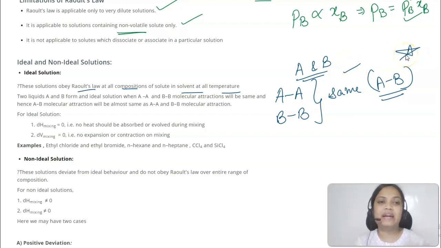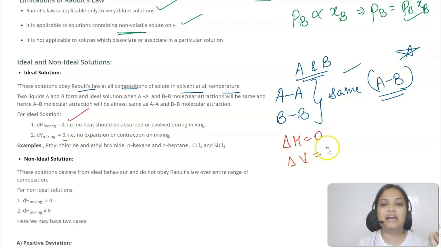Please keep it noted. In the ideal solution, the AA-BB interactions are similar to the AB interactions. Okay. And when an ideal solution forms, these 2 points you have to keep in mind. They can be asked in your exam also. The delta H mixing would be 0, means when we are mixing those two components, no heat is absorbed or evolved, and delta V is also 0. See, delta H is 0 and delta V means change in enthalpy and change in volume is 0. Means no expansion or contraction on mixing. Meaning the volume which was there before mixing will remain the same. Okay, so that is what we call the ideal solution.